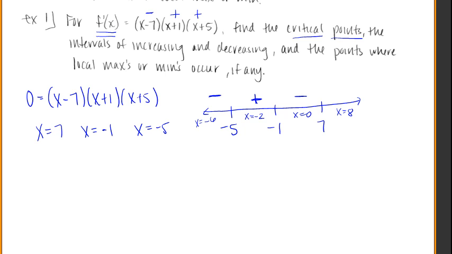And lastly, let's test x equals 8. At 8, we get a positive in the first one, a positive, and a positive. So 3 positives make a positive.